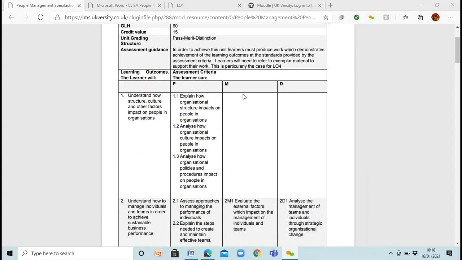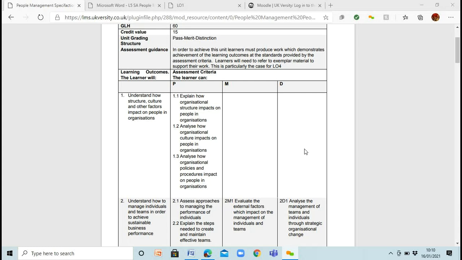Normally what would happen is you'd have some pass, some merit, and distinction. So to gain a pass, you would need to complete all of the pass assessment criteria within this unit. To gain a merit grade, you need to complete all of the pass and all of the merits. And if you want to do the distinction grade, you need to complete every single question that is on this front cover sheet. Sorry, the unit specification.